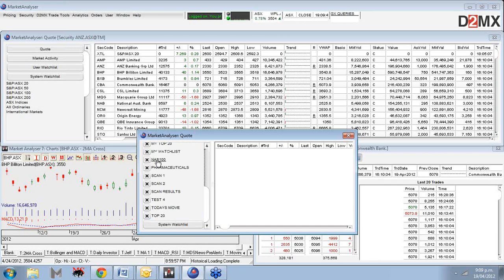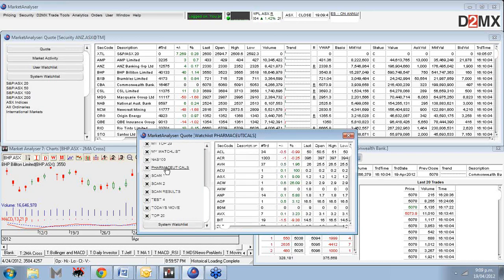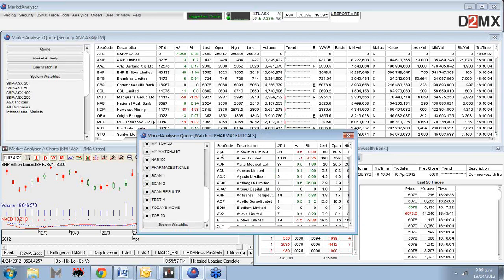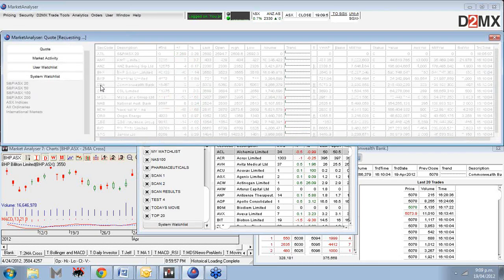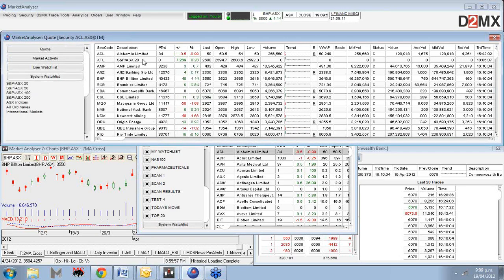Use a watch list. We'll pick up something that wasn't obviously already in the list. ACL, drag it across, and ACL. Yes, you can. So Neil, you can drag and drop from one window to another. Something I've learnt tonight, and hopefully you have too.